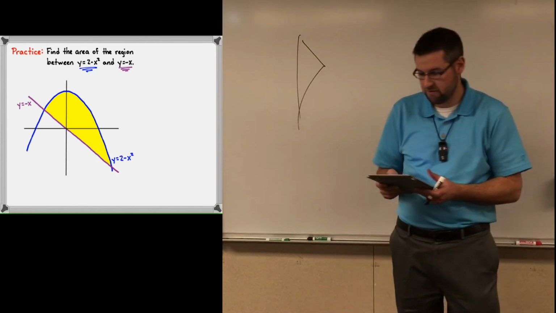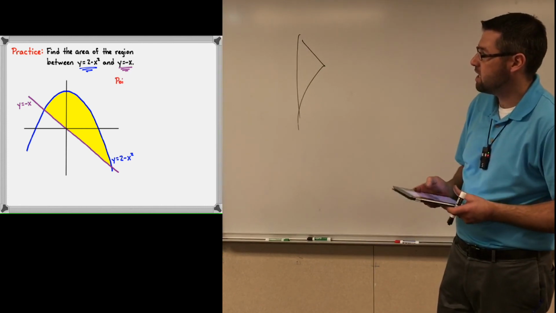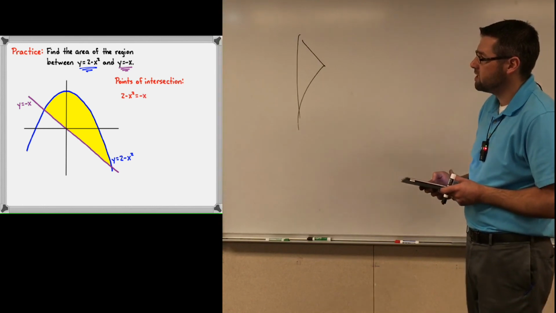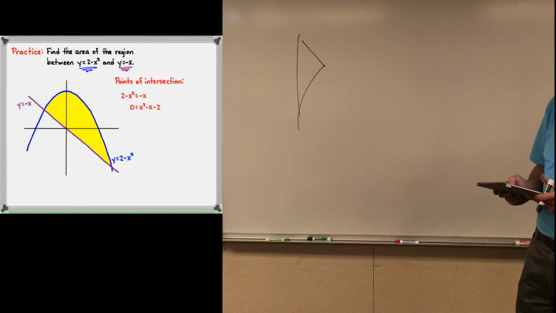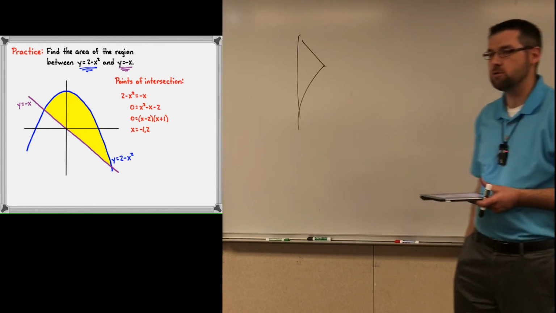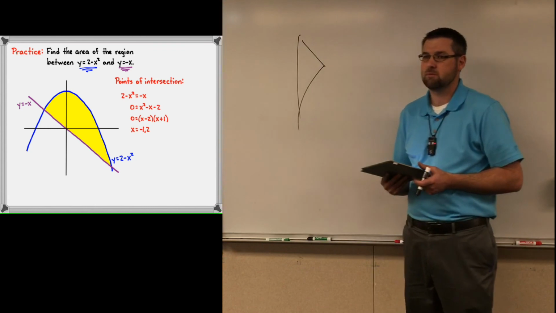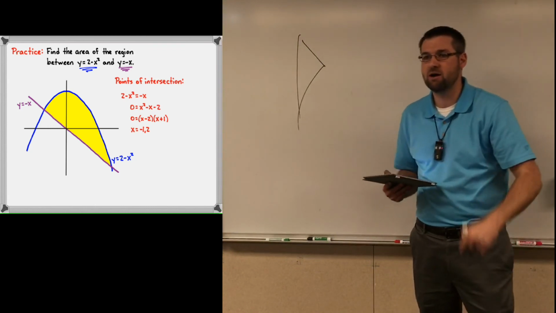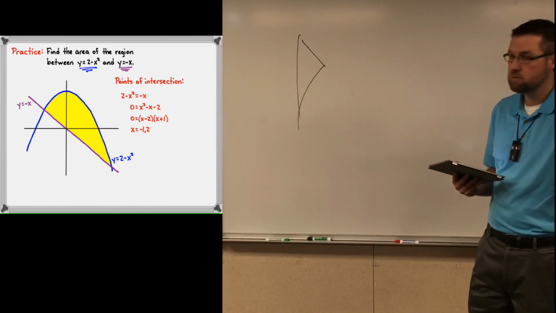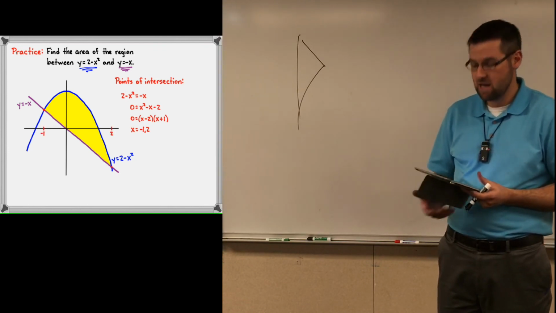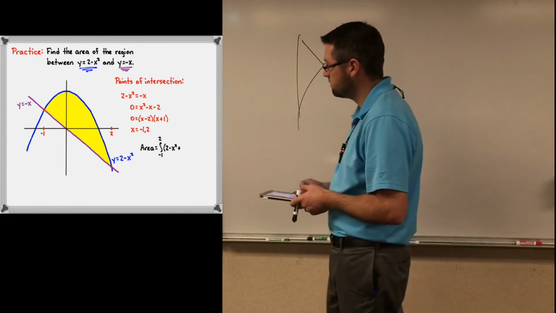Find the intersections. We find the intersections by setting them equal to each other. So points of intersection would be 2 minus x squared equals negative x, and then you're going to solve for 0 and then factor. So your intersections were negative 1 and 2. So now what's your equation? Integral from negative 1 to 2 of 2 minus x squared minus negative x, so it's going to turn into plus x.